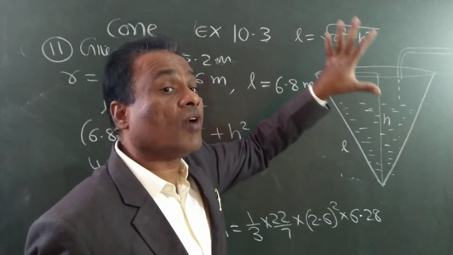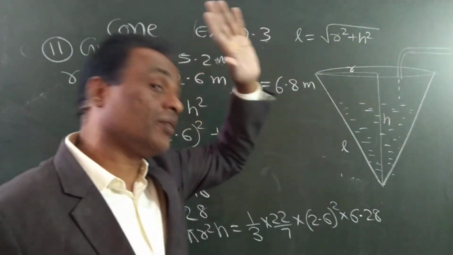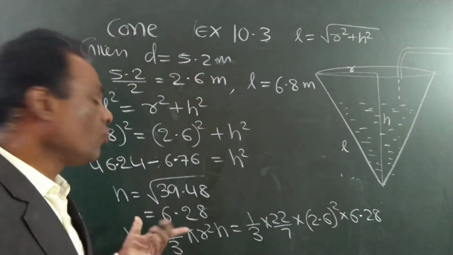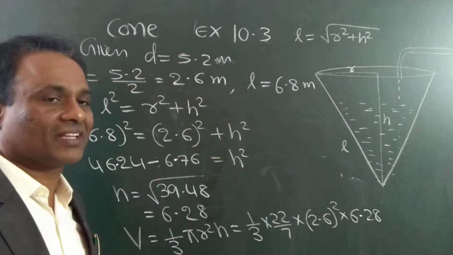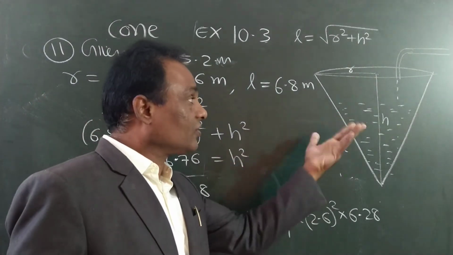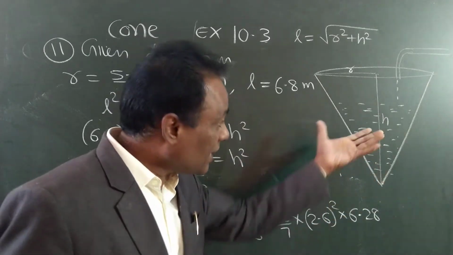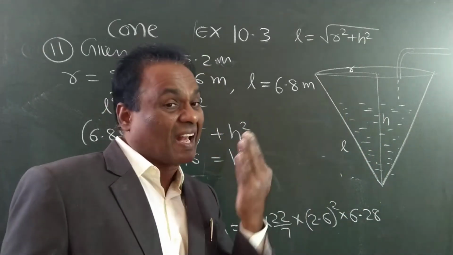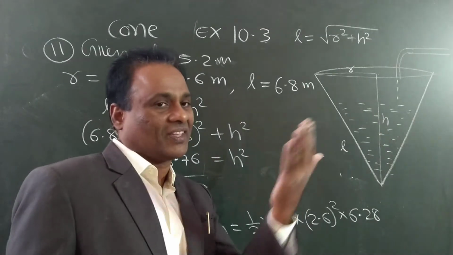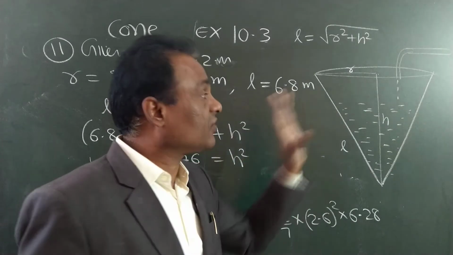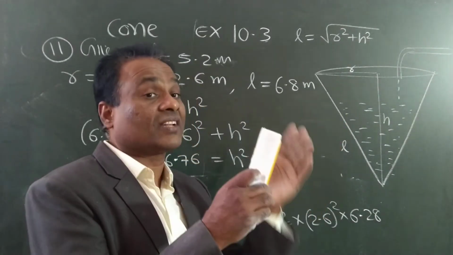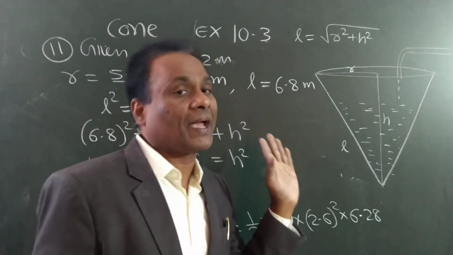How much water we can keep in the vessel: this concept I already explained previously also. It means nothing but volume. Volume means 1 by 3 pi r square h. Two types of questions. How much cloth is required to make this, or how much sheet is required to make this vessel? Sheet or cloth required means surface area, that is nothing but curved surface area. We use the sheet laterally, so that is curved surface area pi r L.